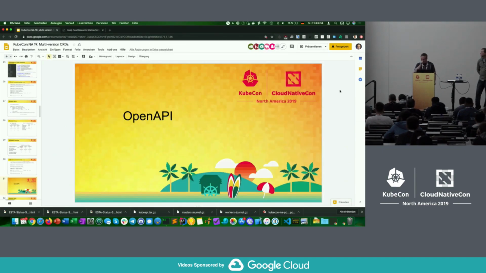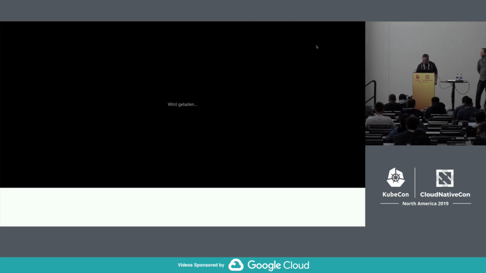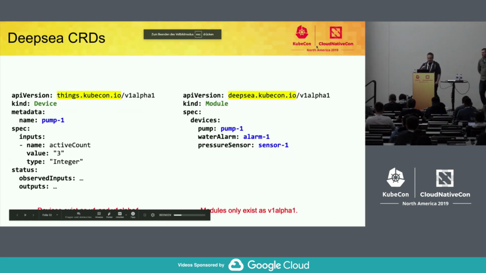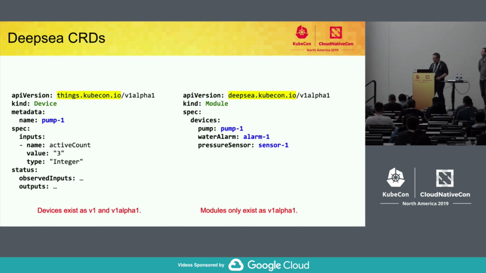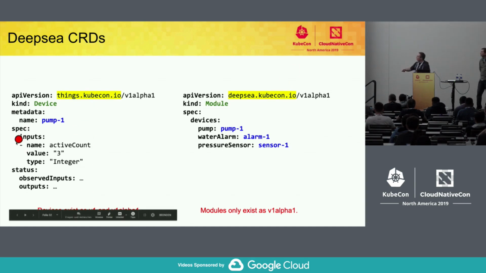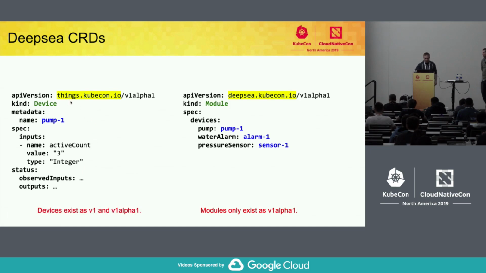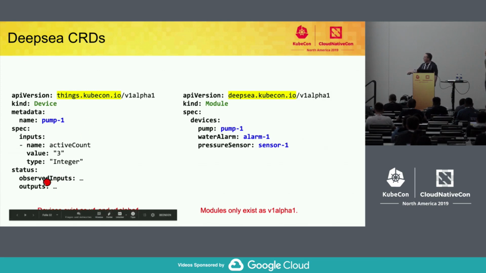Let's take a look at OpenAPI. Let's make this full screen again. You have seen those two CRDs before. We had them on the slide, and we will mainly look at OpenAPI, at least on the left one. We're interested in specifying the structure of the device CRD. You can see here we have inputs. Inputs are values. Also the type inside of Go is called value. And the observed inputs and the outputs are also values. Everything is a value, basically.